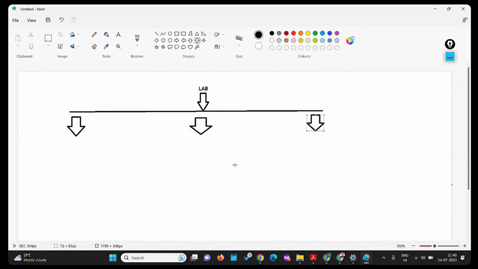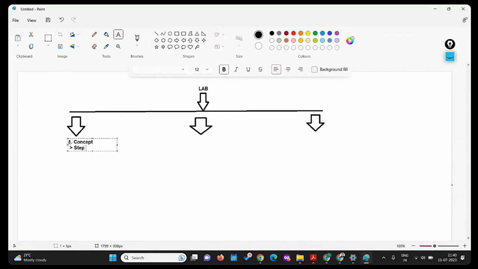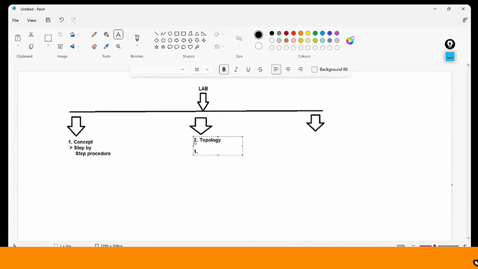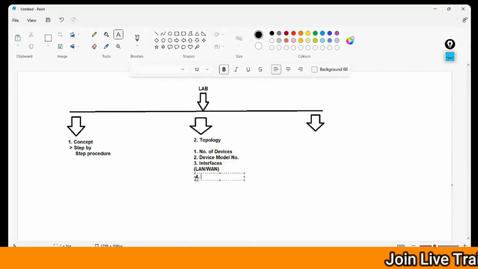Topology, the diagram. What is the use of topology? See, the benefit of topology is we will get all the information. So what information will we gather from the topology? Topology diagram. So the first stage is, what is the number of devices? Important things from topology you'll understand.